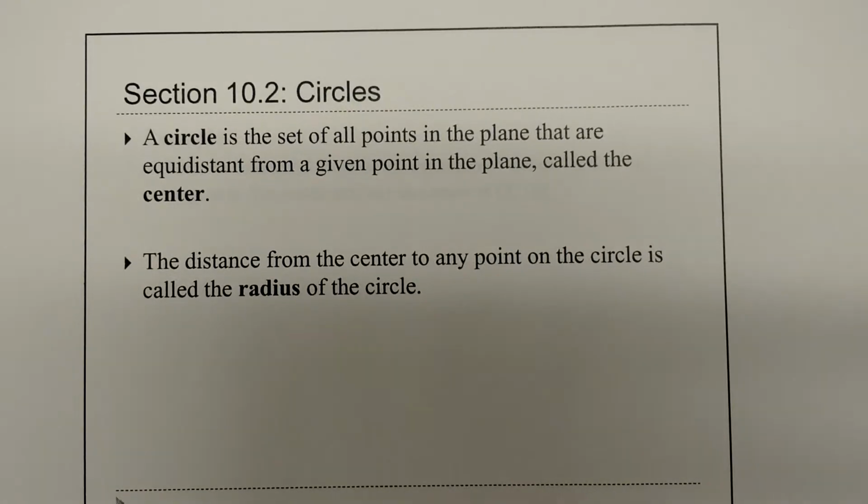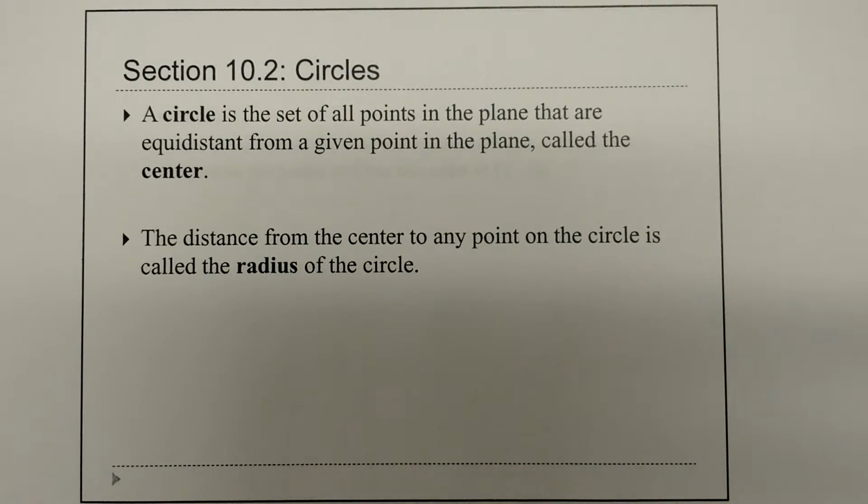A circle is just the set of all points in the plane that are equidistant from a given point called the center. The distance from the center to any point on the circle is then the radius of the circle.